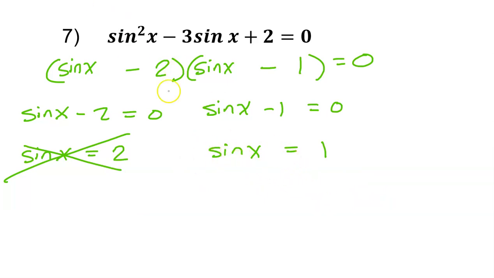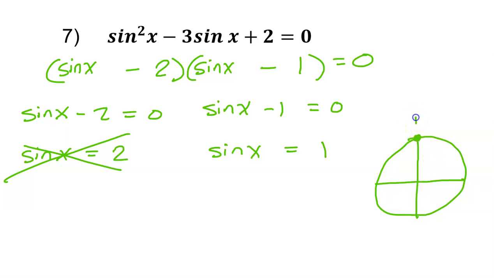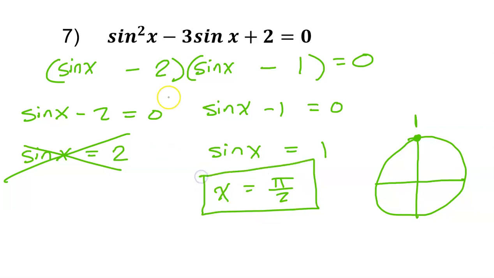Well, I kind of gave away the game here. Sine of what angle is equal to 1? Looking at our unit circle, we just mentioned that sine is the y value, and the y value will be 1 up here at the very top. This is the only place. So this is pi over 2. So that is the only solution for problem number 7.